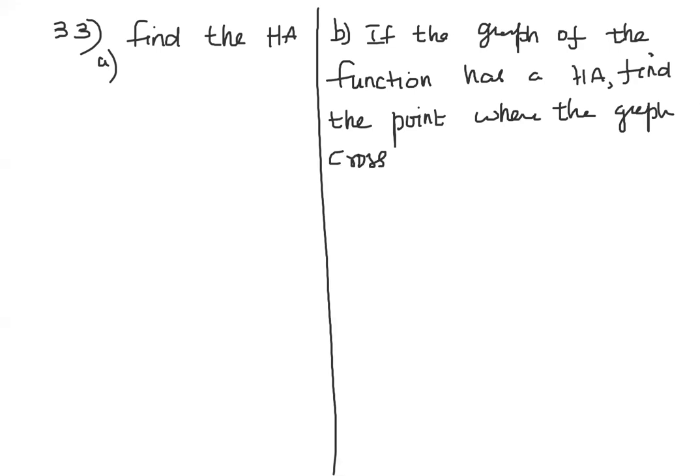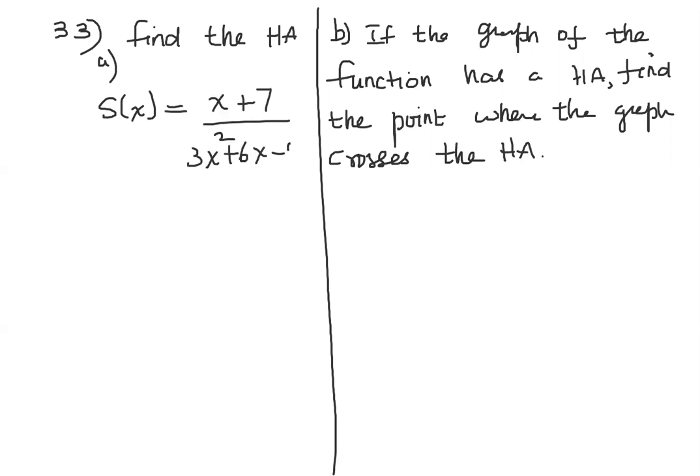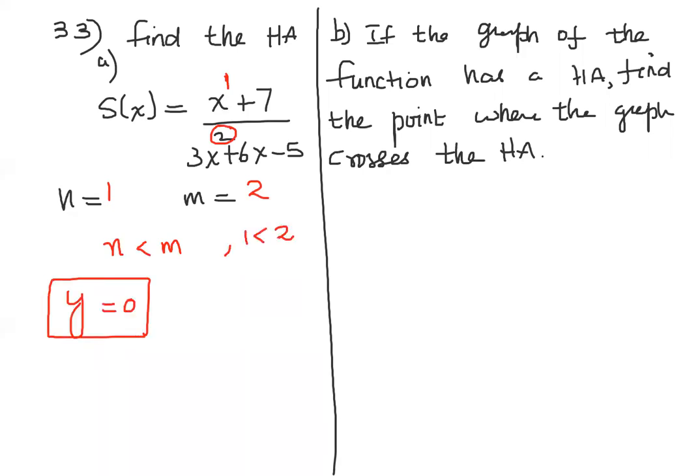So let's do the first one. The function given here is x plus 7 over 3x squared plus 6x minus 5. So we have to find n and m. Remember, the degree of the numerator is 1, and the degree of the denominator is 2. And n is less than m because 1 is less than 2. When n is less than m, y equals 0 is the horizontal asymptote.